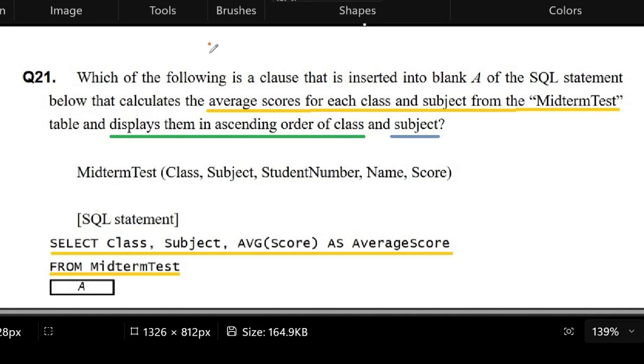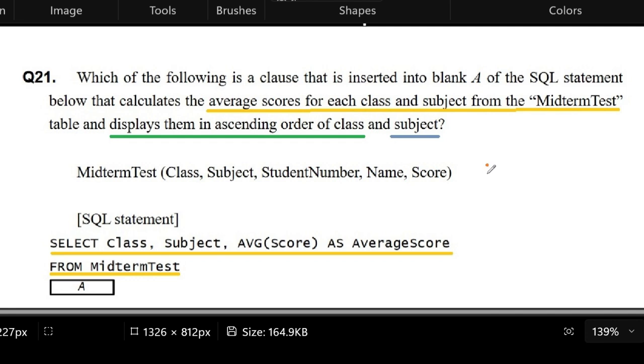Question number 21 of the PhilNITS FE morning portion of the exam. In this question, we are being asked, which of the following is a clause that is inserted into blank A of the SQL statement below, that calculates the average scores for each class and subject from the midterm test table and displays them in ascending order of class and subject.